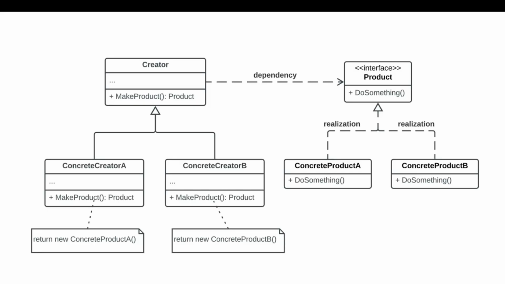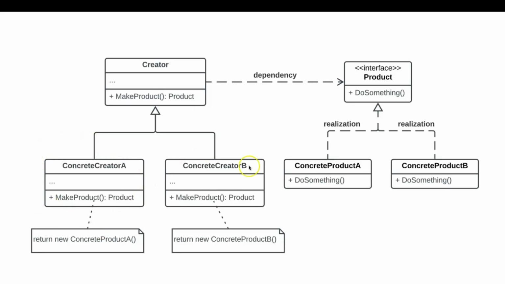This image illustrates the factory design pattern using a UML, or Unified Modeling Language, class diagram. Here we have a creator. This is an abstract class that declares the makeProduct method. It serves as a factory that can be subclassed to create different products. The makeProduct method returns an instance of the product interface. Represented by the interface product, it defines a contract. In this case, it has a method called doSomething, which will be implemented by any concrete product classes.